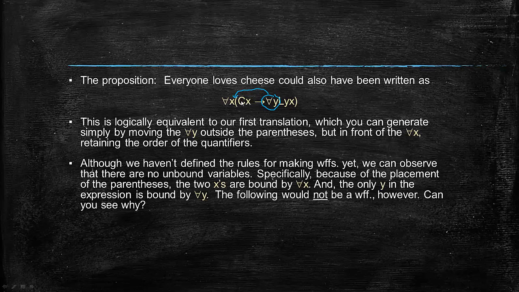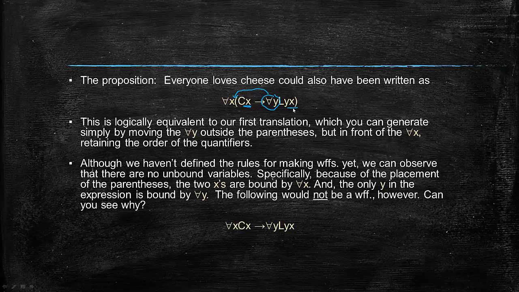Okay. So we haven't defined the rules yet for making woofs. We're going to do that in the next lecture. But we can observe that in this formula, there are no unbound variables, right? The x here, by being on the outside of the parentheses, is still binding this x as well as this x. There's no y over here to worry about. So this quantifier is still binding the only y in the formula.